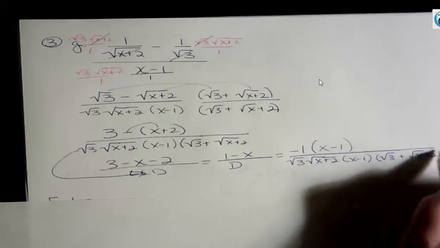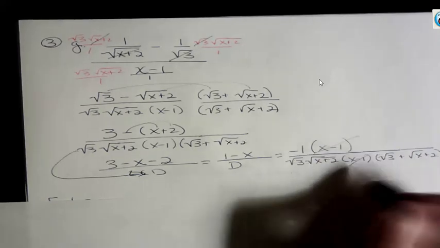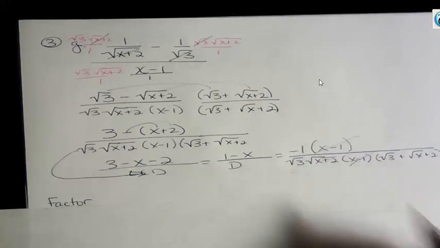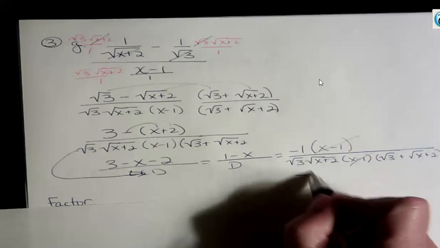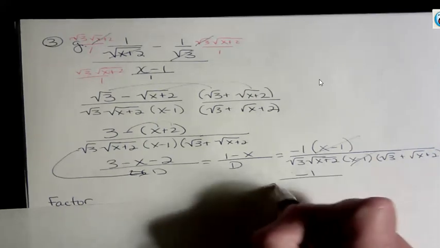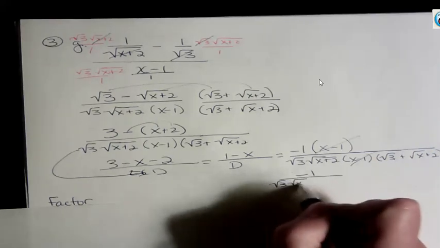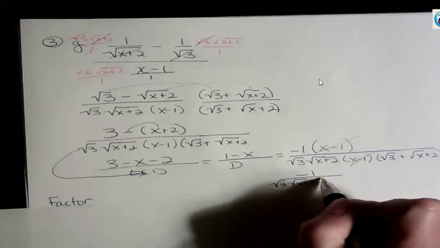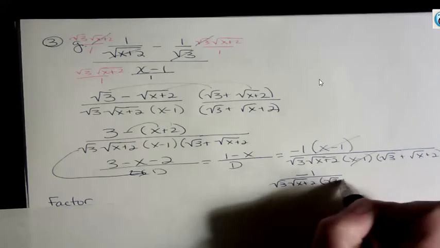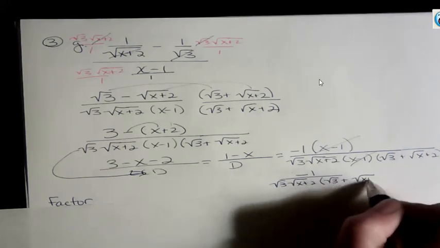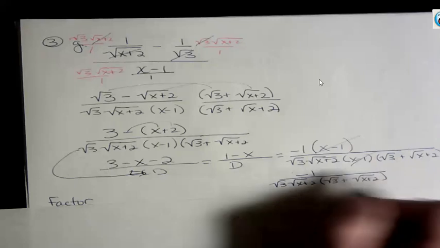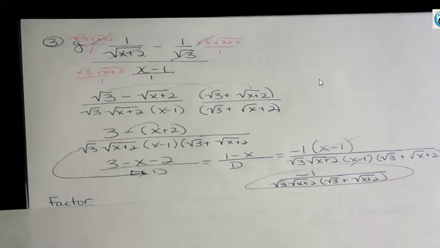Holy cow. So those cancel, and my final answer is negative 1 on the top, square root of 3 times the square root of x plus 2 times that conjugate that we chose earlier that never went away. And that is what your answer is going to be. Yowza. Okay, let's go on.